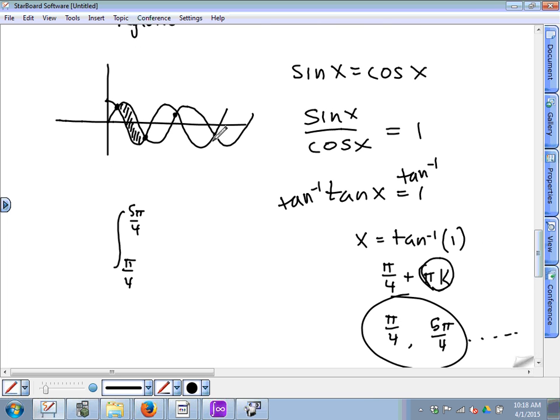Now, according to how I've drawn my picture, you've got to look carefully. Which one's the above function? It'd be the sine function, right? The underneath function would be the cosine function. So you start with sine x minus cosine x, and integrate with respect to x.